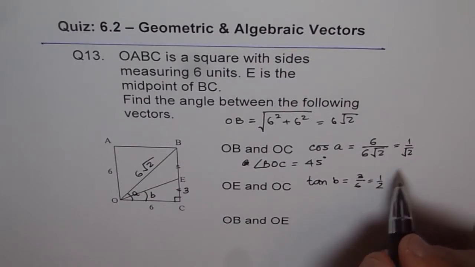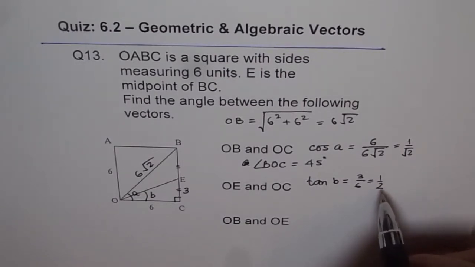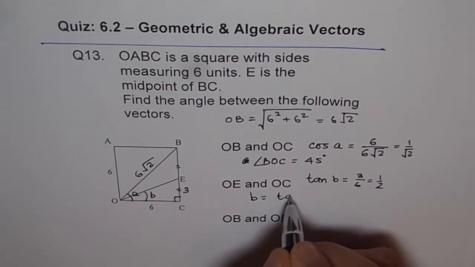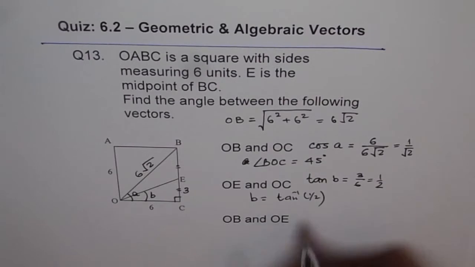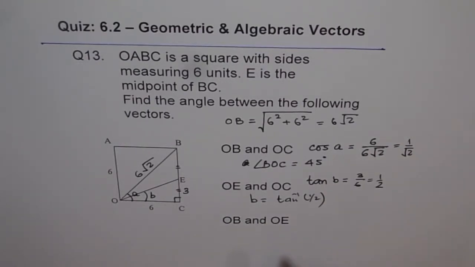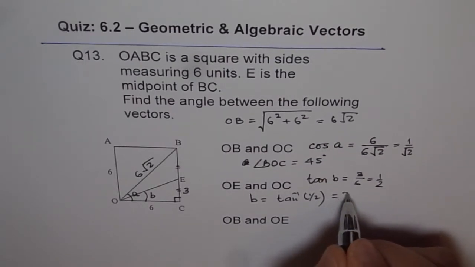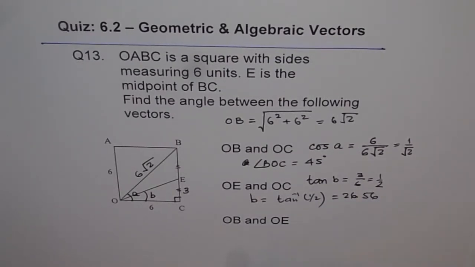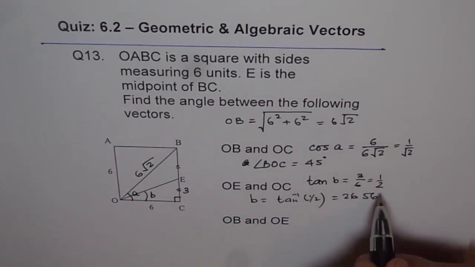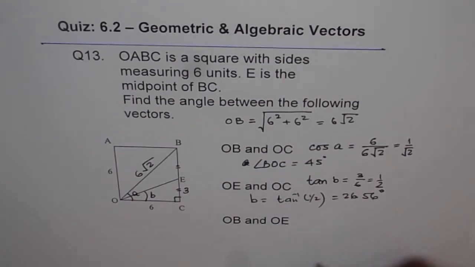So we can use special triangles and find what B is, or we can say B equals tan inverse of half, right? So we'll do second function tan inverse, within brackets 1 divided by 2, bracket close, is equal to 26.56. So we get 26.56 as our answer, right? So that's angle B. So the angle between OE and OC is 26.56 degrees.